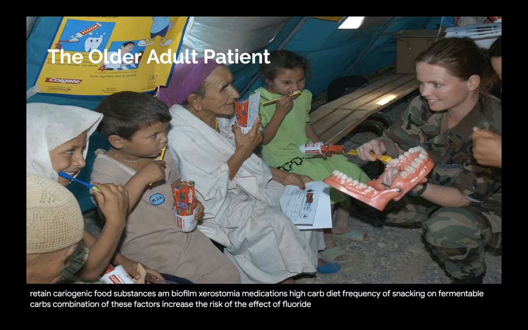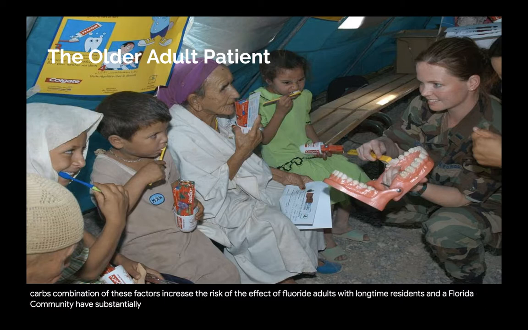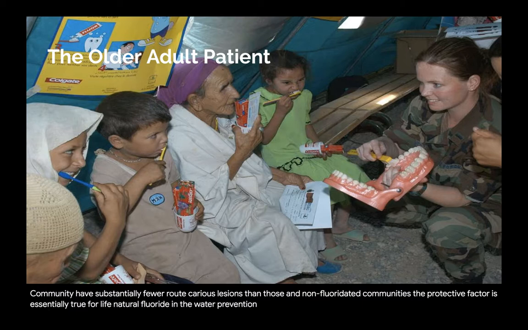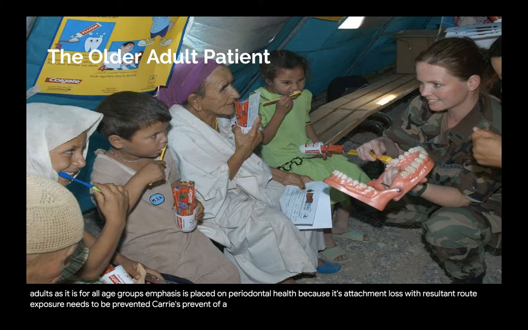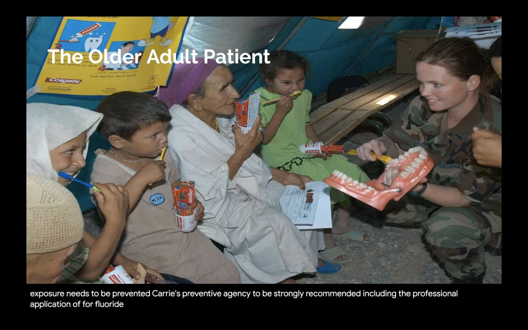The effect of fluoride. Adults with long-time residence in a fluoridated community have substantially fewer root caries lesions than those in non-fluoridated communities. The protective factor is essentially true for lifelong residents of areas where there is natural fluoride in the water. Prevention. Control of risk factors for dental caries is essential for older adults as it is for all age groups. Emphasis is placed on periodontal health because attachment loss with resultant root exposure needs to be prevented. Caries preventive agents need to be strongly recommended, including the professional application of fluoride varnish.